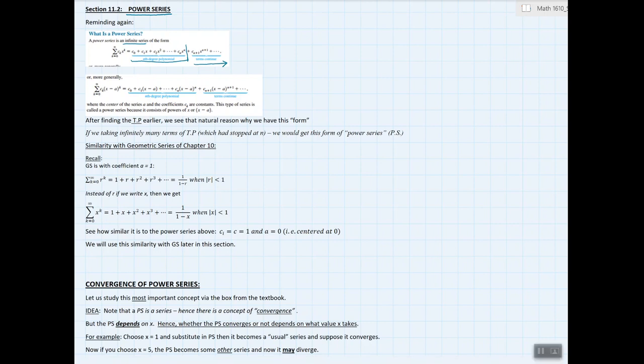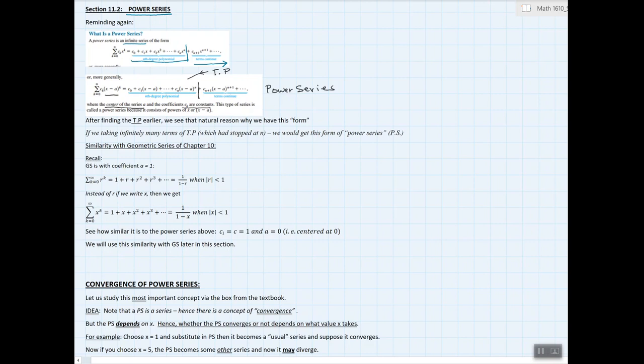More generally, one would have c_k (x minus a) raised to the power k. So then your terms would look like this, and if you stop at n, then we have what we called the Taylor's polynomial. So if you go till here, then it's Taylor's polynomial. But if you continue, then it becomes a power series. Again, the center of the series is a, and the coefficients c_k are some constants.